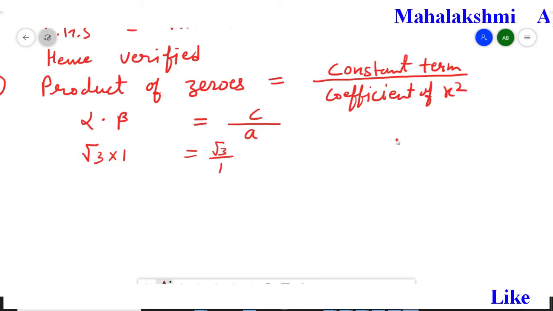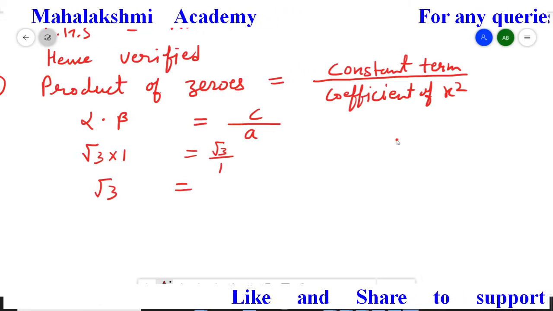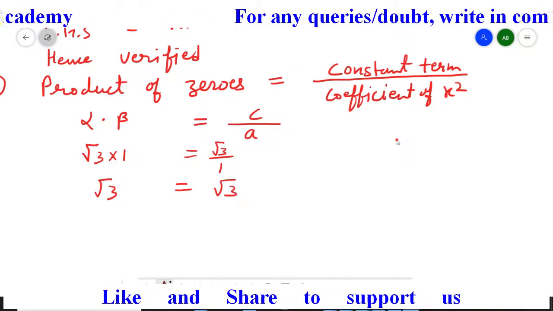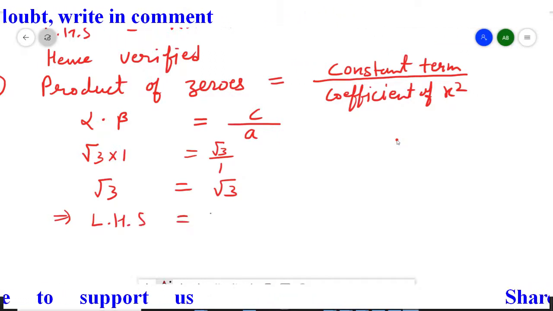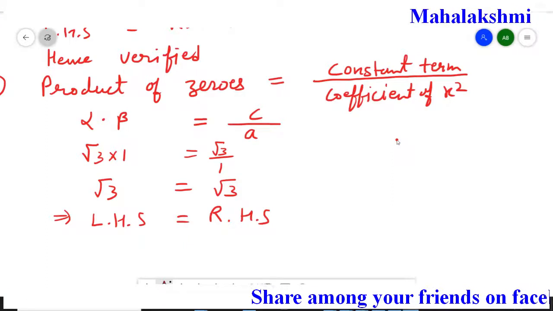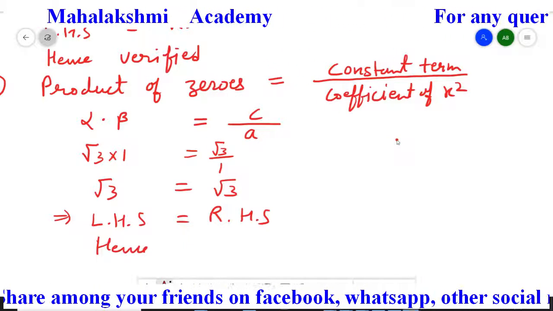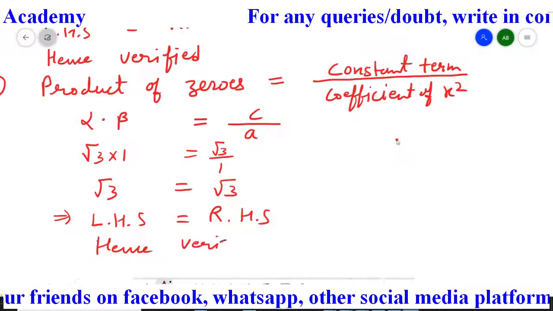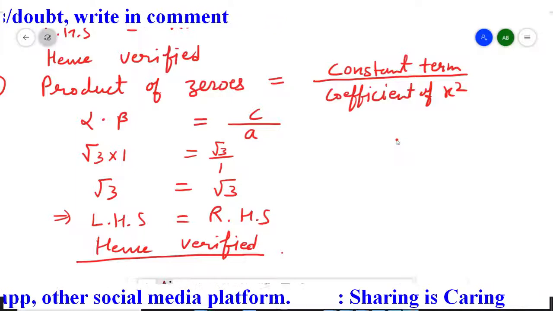So root 3 multiplied by 1 is root 3, and any number divided by 1 is the same number. So here we will get root 3. So what we found is left hand side is equal to right hand side. Since both the sides are equal, so this relationship is verified. So we will write here hence verified. So I hope this question is clear to you.